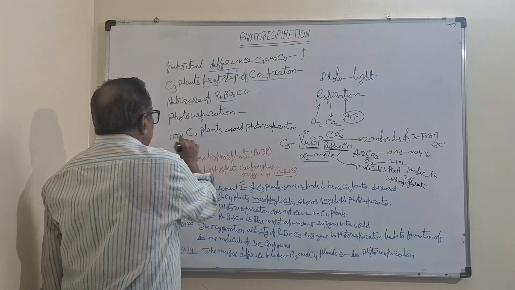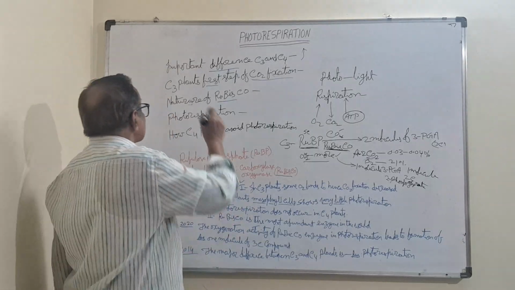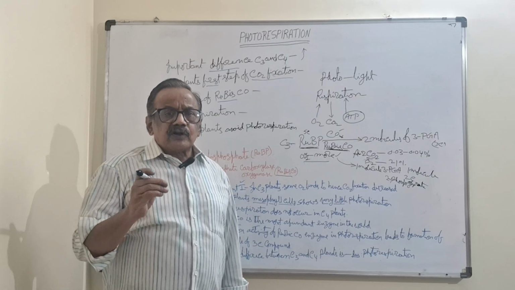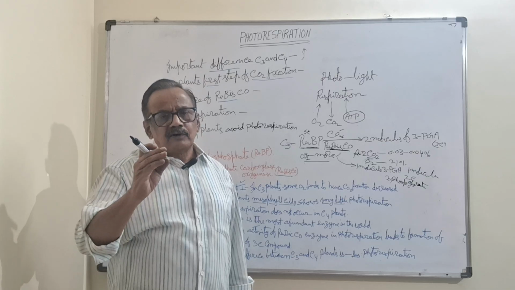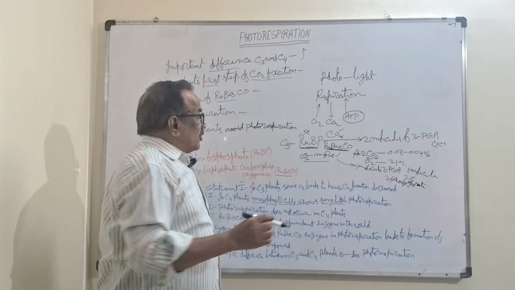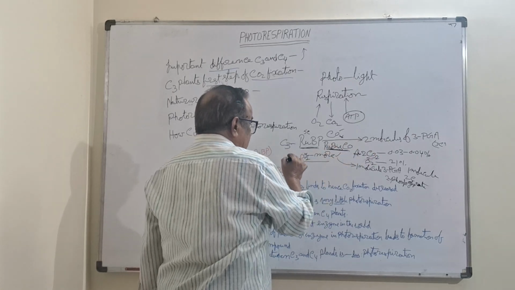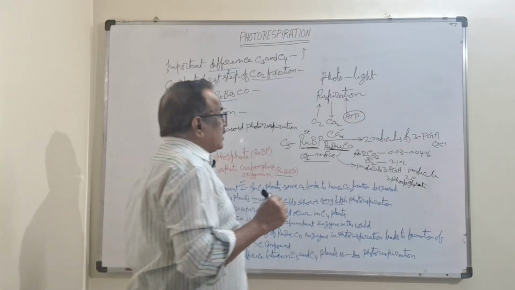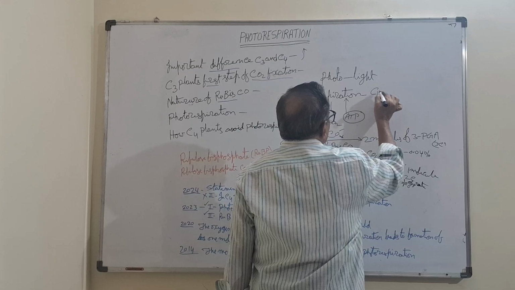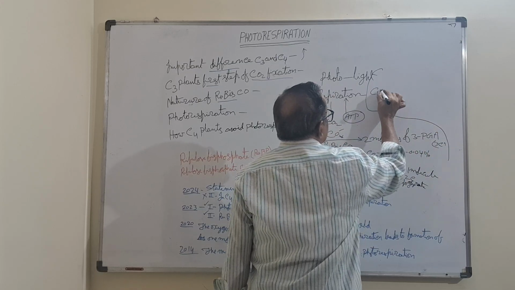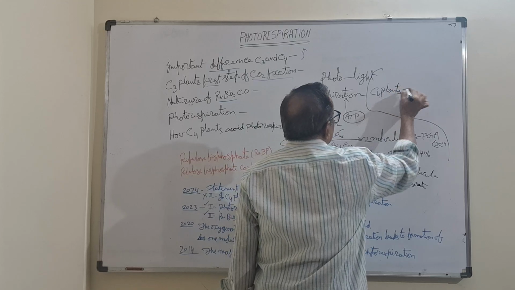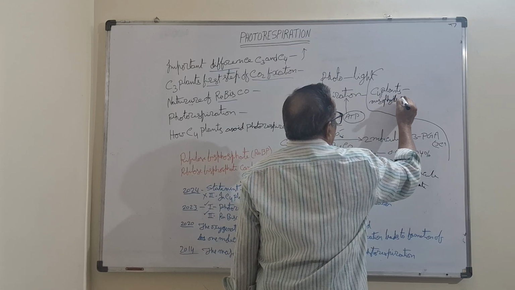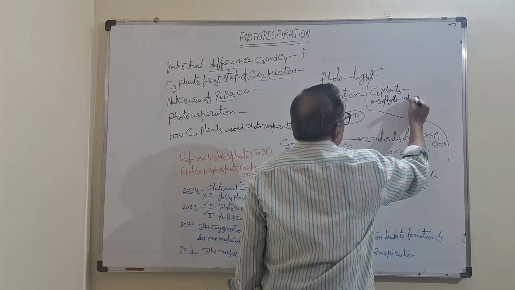Now we see how C4 plants avoid photorespiration. In the beginning we told what the difference is between C3 and C4 plants: photorespiration won't be present in C4 plants. Photorespiration is present in C3 plants, but C4 plants won't do it. How they avoid it is also important. In C4 plants, the mesophyll cells do not have RuBisCO.